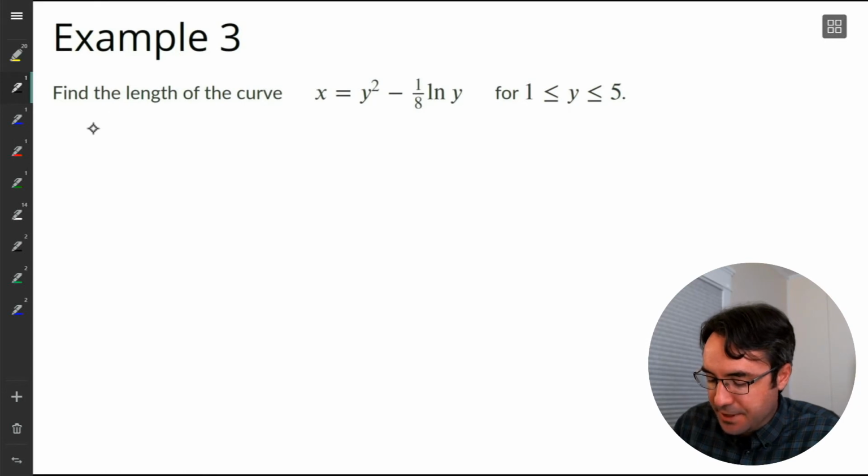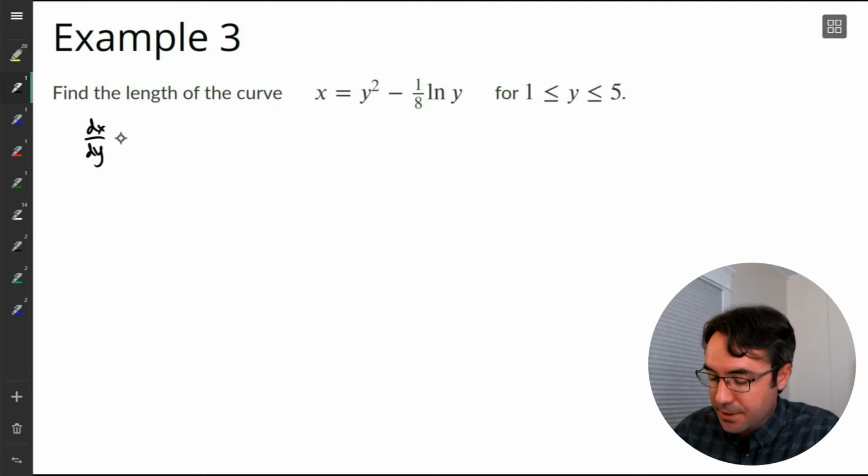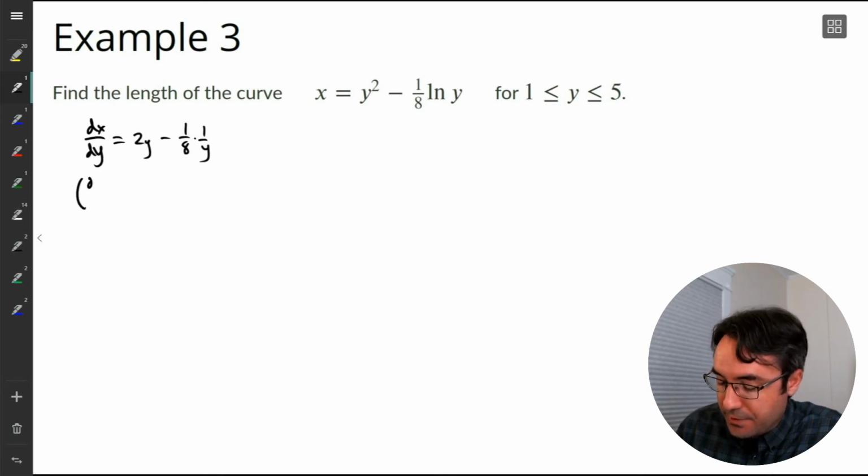All right, so let's do that. Let's actually find the derivative of this function. We're going to be differentiating x with respect to y. So we get 2y minus 1 over 8 times 1 over y. So the derivative of y squared is 2y, and the derivative of natural log y is 1 over y. Let's build up what's underneath that square root function. So we know we need to square the derivative, dx/dy squared. So let's square this thing. We need to square everything.